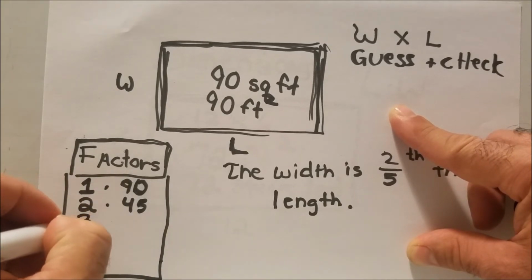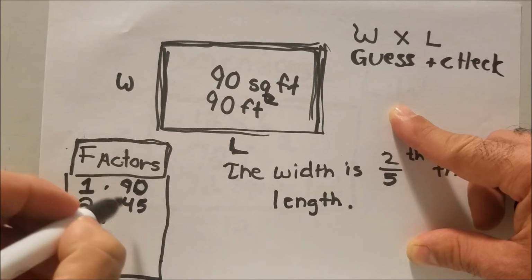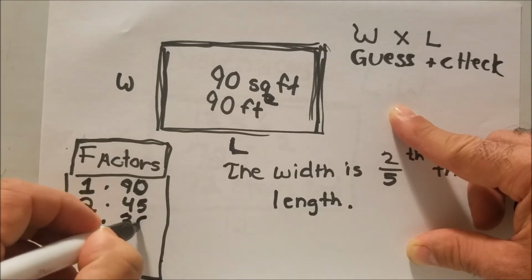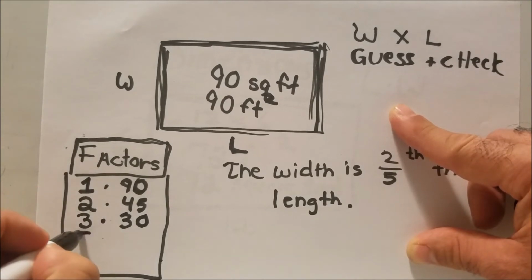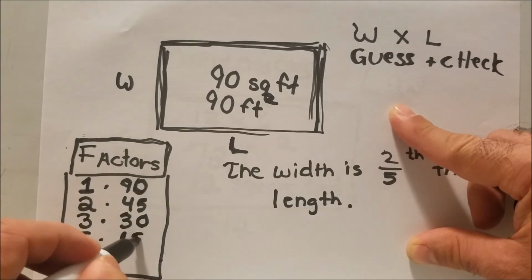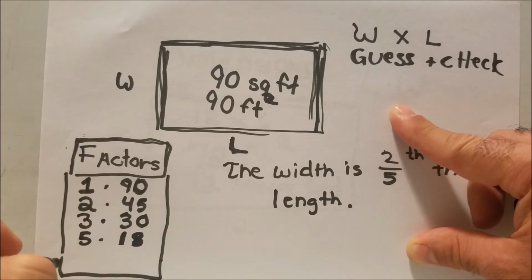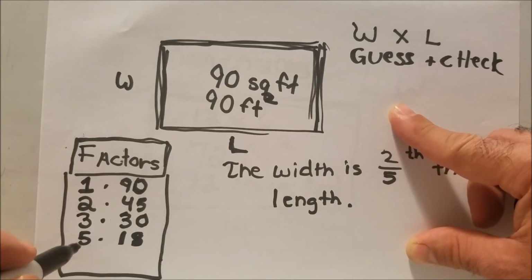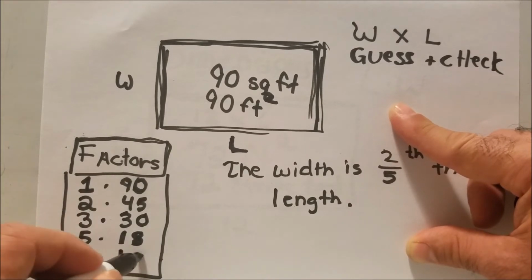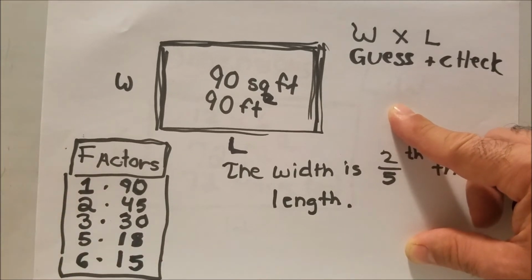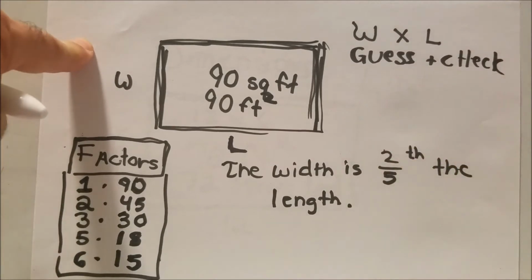So then what about 3? Well, 3 times what is 90? 3 times 30. See how the numbers are getting closer to each other? Then we have 5 times 18. Do you know another one? Well, what about 6? 6 times what? 6 times 15. And do you know are there any other factors of 90?